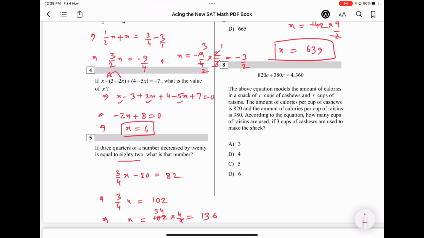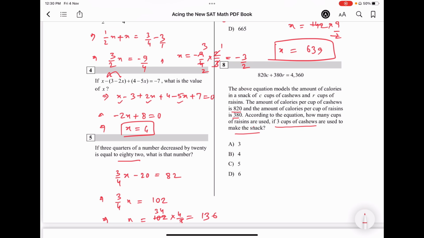The above equation models the amount of calories in a snack of C cups of cashews and R cups of raisins. The amount of calories per cup of cashews is 820. Amount of calories per cup of raisins is 380. According to the equation, how many cups of raisins are used if 3 cups of cashews are used to make the snack?